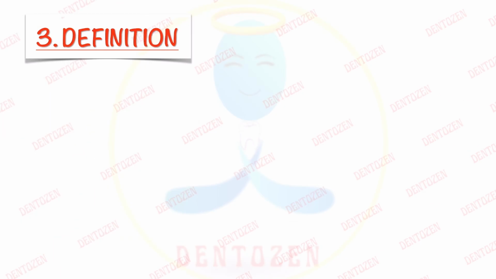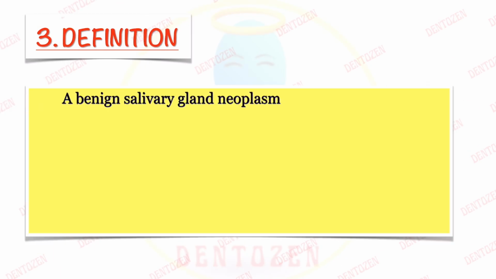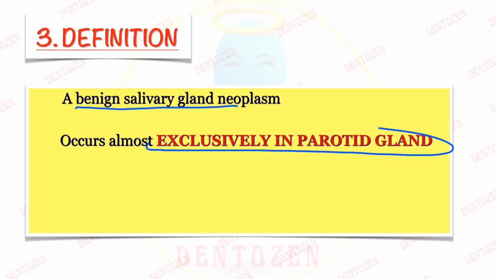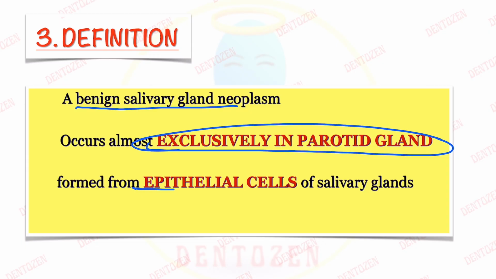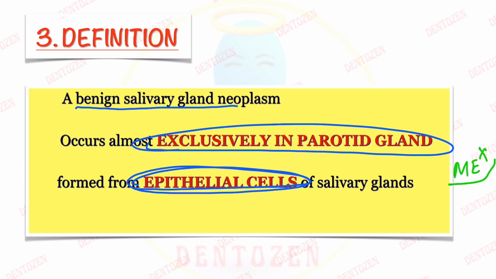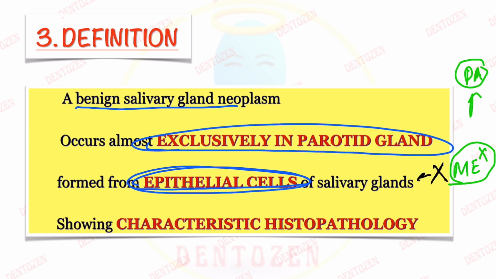Now coming to the definition. What you know so far: it is a benign salivary gland neoplasm, occurs almost exclusively in the parotid gland, formed from the epithelial cells. Remember, it's formed from the epithelial cells only and not from the myoepithelial cells. So myoepithelial cells are found in the pleomorphic adenoma but not in the Warthin's tumor. Then the characteristic histopathology it has, that is PCL.